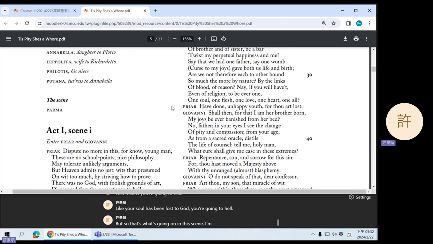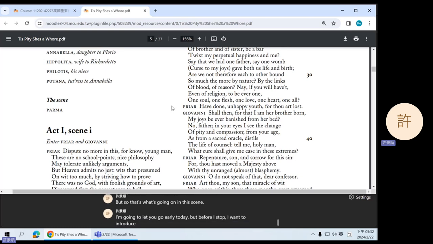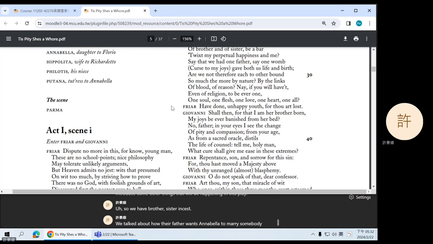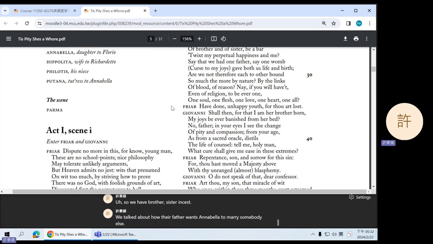I'm going to let you go early today. But before I stop, I want to introduce some other things that will be happening in this play. So we have brother-sister incest. We talked about how their father wants Annabella to marry somebody else. That guy is an idiot. But there are also so many other characters, right? And this is because Annabella is on the market.